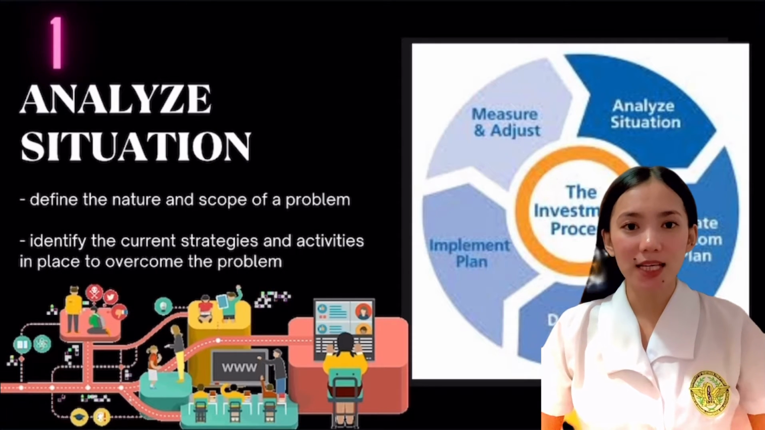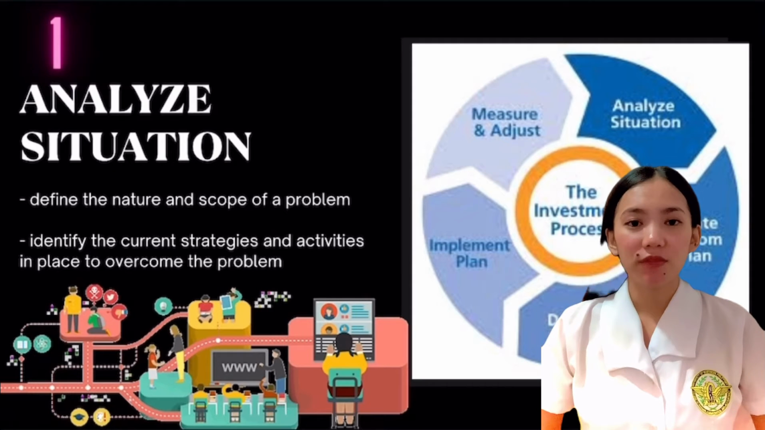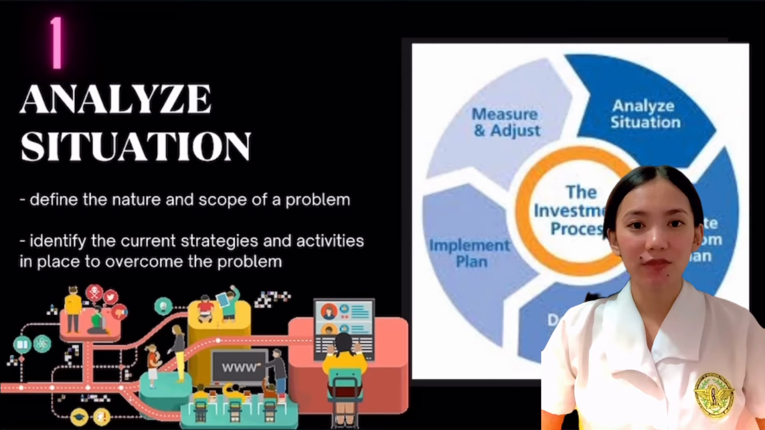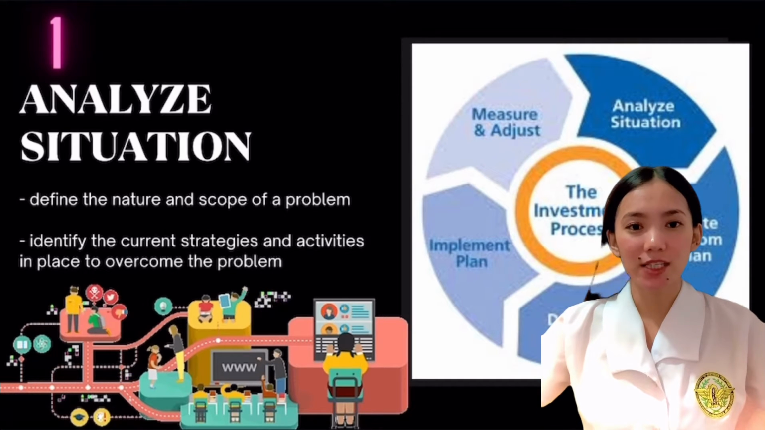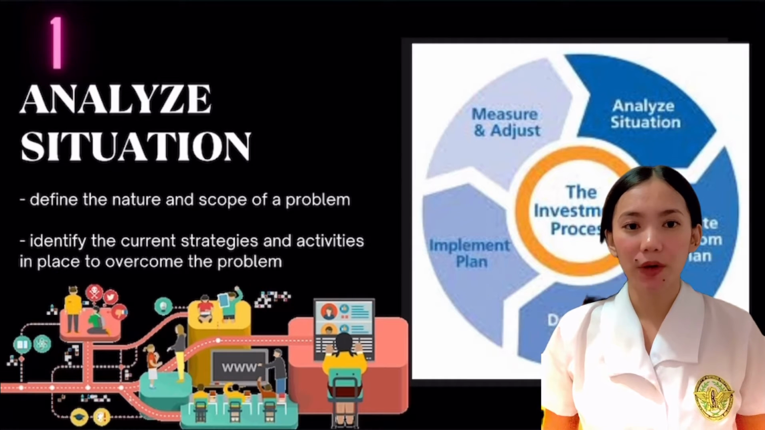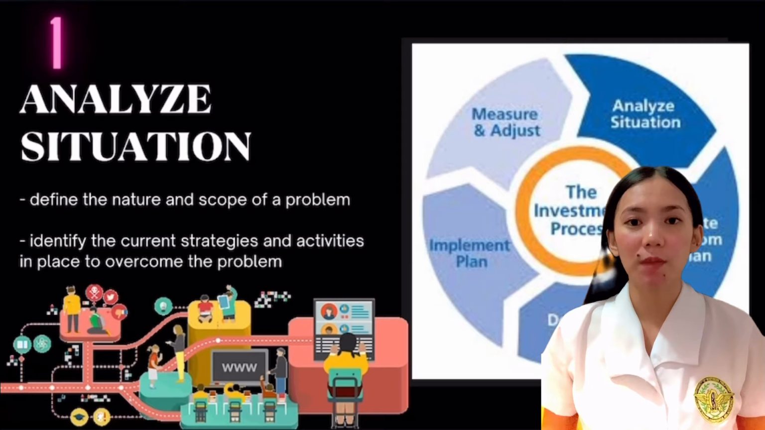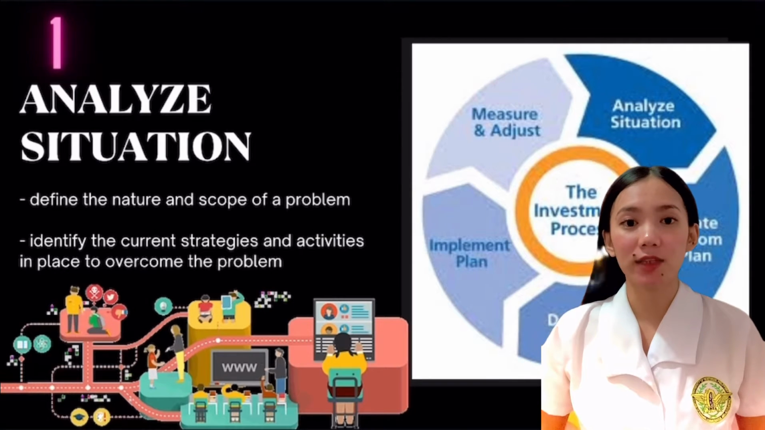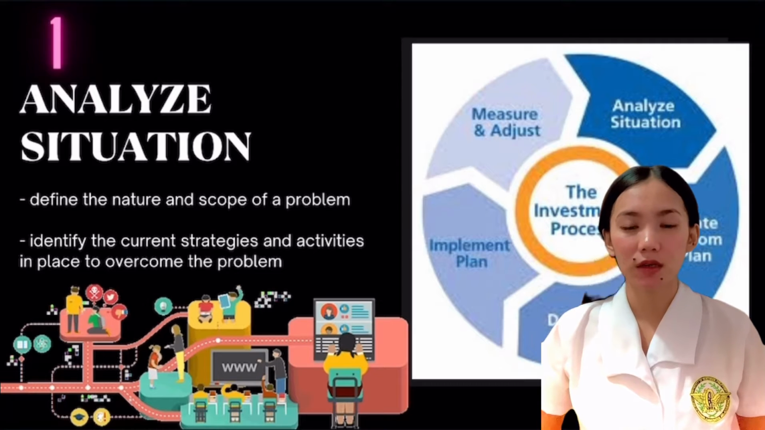First is to analyze the situation. It defines the nature and scope of a problem. Here it identifies the current strategies and activities in place to overcome the problem. Example, if you are planning to invest during this pandemic, what would you invest your money with? Would you invest in a tourist company or a telecommunication company? It will make you think what is most likely to gain profit and less risky.